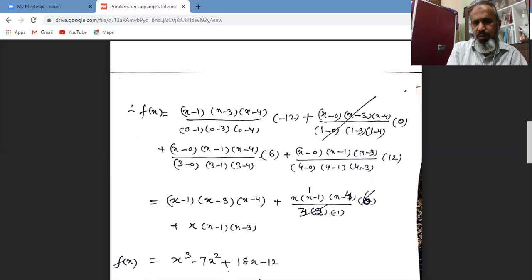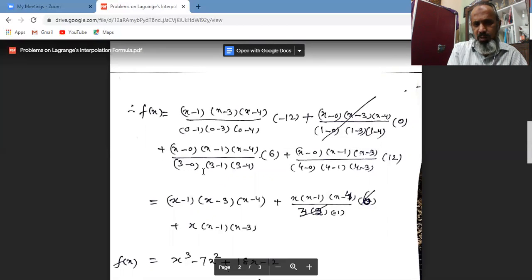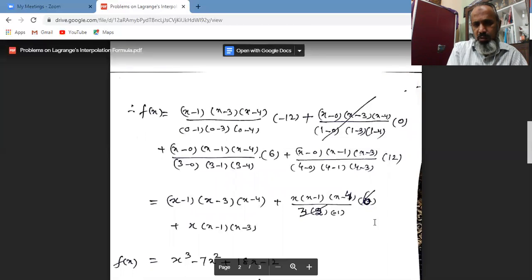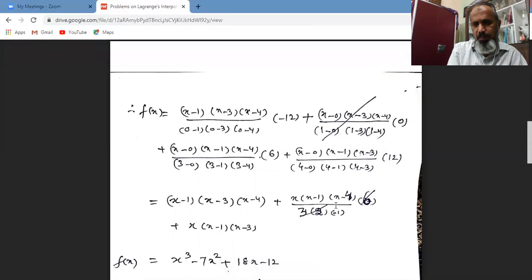So what is the second term? Second term is 0. This is the third term. X minus 0 is x, into x minus 1 into x minus 4, by 3 minus 0 is 3, into 2 into 1, 3 minus 4 is minus 1, into 6. So 3 into 2 is 6, and 6, 6 cancel. We get x into x minus 1, x minus 4 by minus 1. So this is the third term. And in the fourth term, 4 threes are 12, 4 minus 3 is 1. So this 12 in the denominator and the 12 in the numerator get cancelled. We are left with only x into x minus 1 into x minus 3. So this is the last term.